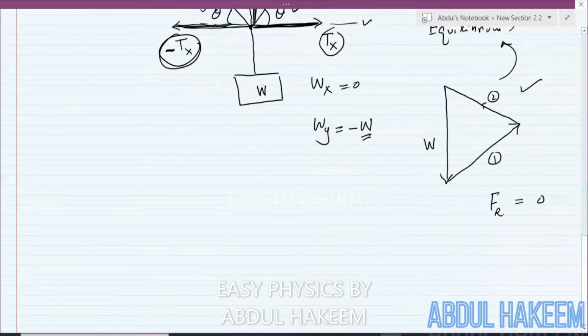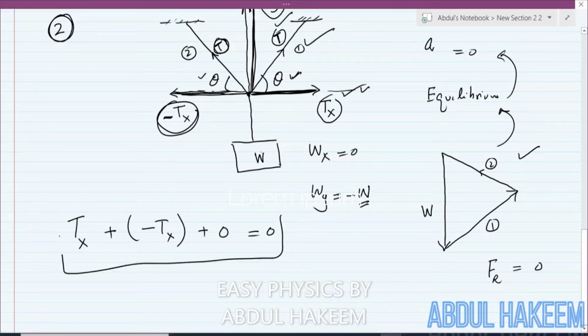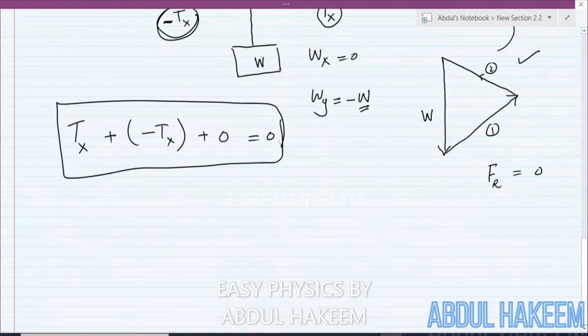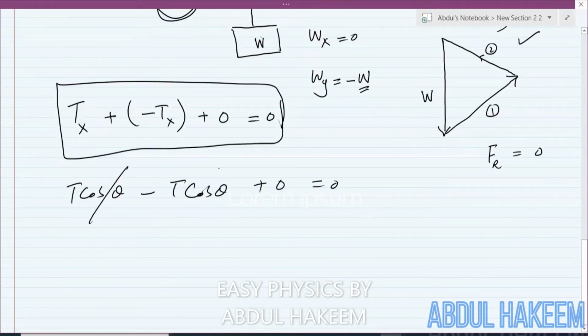Now first we add all x components. The right side tension is Tx plus the left side tension is Tx minus, and the weight component is 0. According to the principle, the sum of all Tx must be 0. Look, this Tx is T cos theta, minus Tx is also T cos theta, plus 0 is equal to 0. Both tensions are the same, both angles are the same, so it cancels, hence proved it's 0.